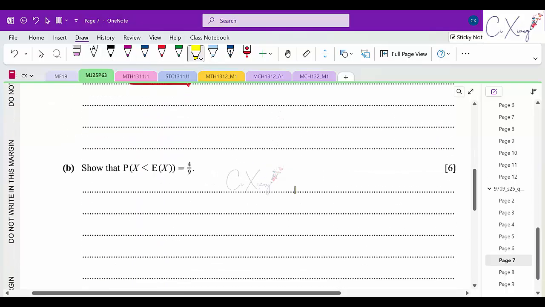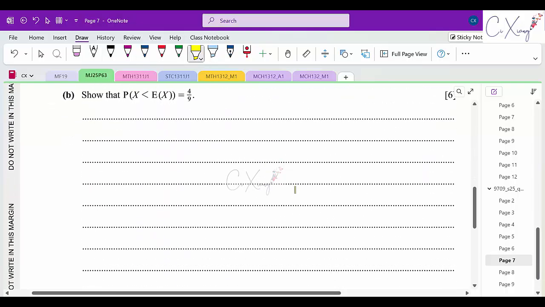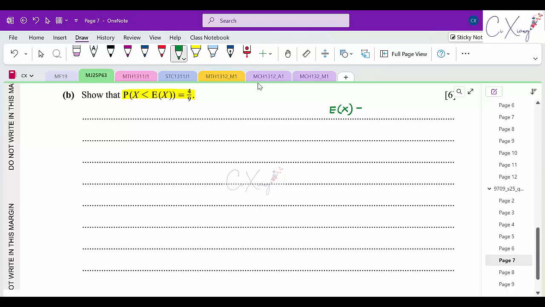Then let's continue to 6b. They want us to show that the probability of x smaller than the expected value of x is equal to 4 over 9. Let's recall a bit about the expected value of x first. For a continuous random variable, to get E(x), we have to multiply x with the function f(x) before we start the integration. Therefore, the first step is we need to know the value of E(x) first.